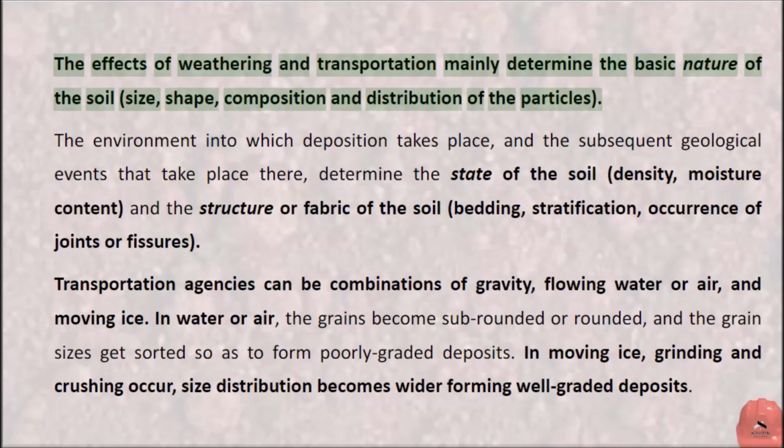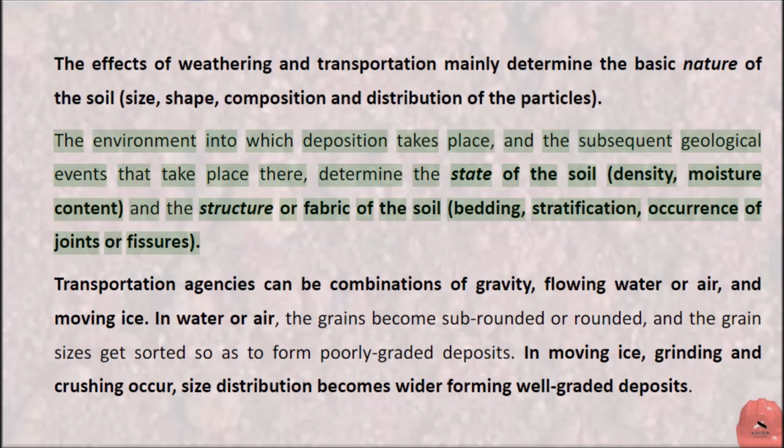The effects of weathering and transportation mainly determine the basic nature of the soil: size, shape, composition, and distribution of the particles. The environment into which deposition takes place, and the subsequent geological events that take place there, determine the state of the soil: density, moisture content, and the structure or fabric of the soil, bedding, stratification, occurrence of joints or fissures.